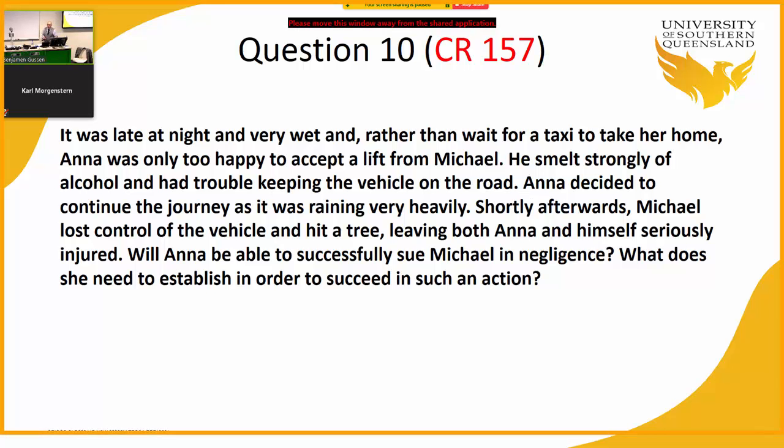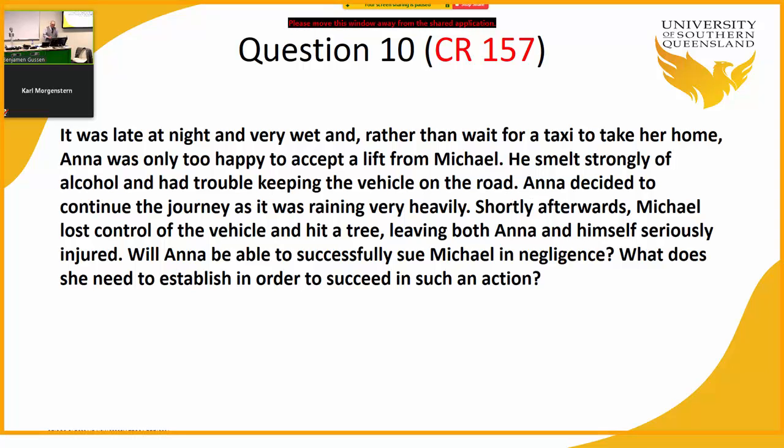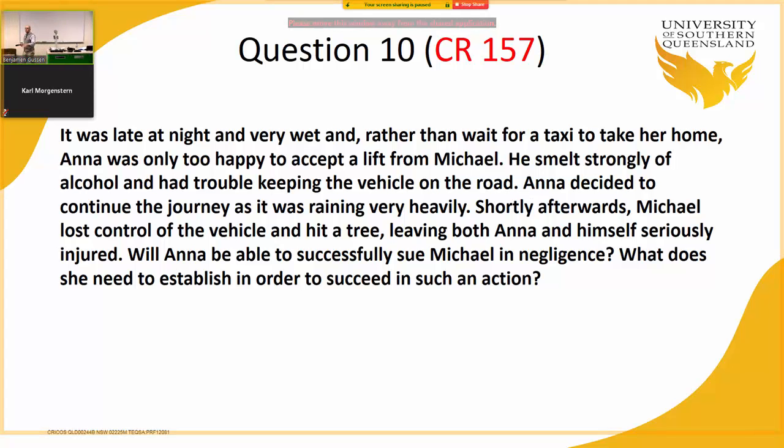He smelled strongly of alcohol and had trouble keeping the vehicle on the road. Anna decided to continue the journey as it was raining very heavily. Shortly afterwards, Michael lost control of the vehicle and hit a tree, leaving both Anna and himself seriously injured. The question: will Anna be able to successfully sue Michael in negligence, and what does she need to establish in order to succeed in such an action? This is the full menu question.